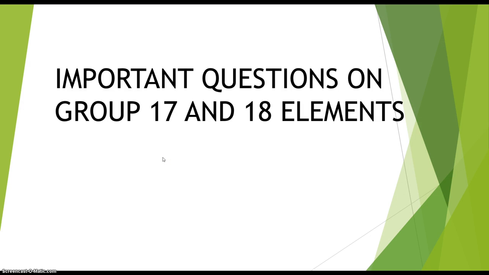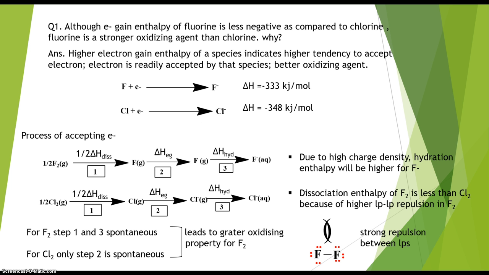Hello students, today we are going to discuss some important questions and answers on group 17 and group 18 elements. So let's get started. The first question is, although electron gain enthalpy of fluorine is less negative as compared to chlorine, fluorine is a stronger oxidizing agent than chlorine. Why? So this is the question.